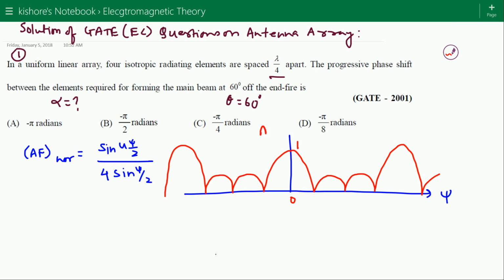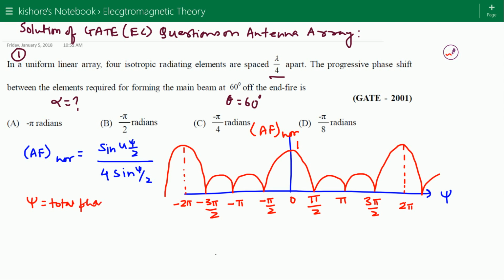At 0, the normalized array factor is maximum. And then first null occurs at pi by 2, second null at pi, and then 3 pi by 2. And this major lobe is maximum at 0 and 2 pi. Same is the case for negative side also. Now psi is total phase difference. And the psi is given by alpha, which is progressive phase shift between the elements, and beta d cos theta, and this beta d cos theta is phase difference due to the path difference.